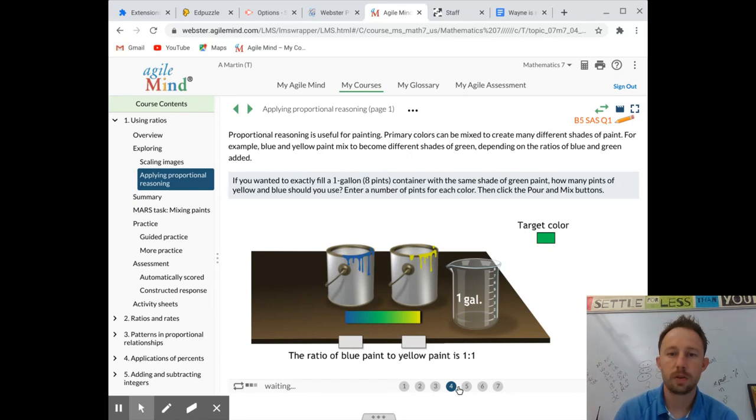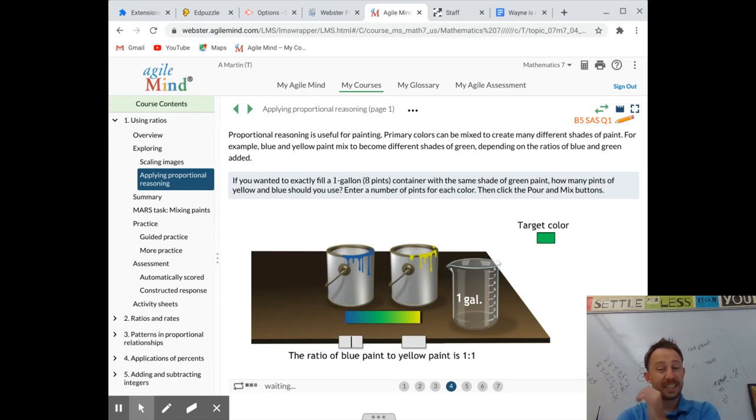All right, so if you look at it, once again, it says proportional reasoning is useful for painting. Primary colors can be mixed to create many different shades of paint. For example, blue and yellow paint mixed to become different shades of green, depending on the ratios of blue and green added. So what we're going to do right here, it says if you wanted to exactly fill a 1-gallon, 8-pint container with the same shade of green paint, how many pints of yellow and blue should you use? Enter a number of pints for each color, then click the pour and mix buttons.